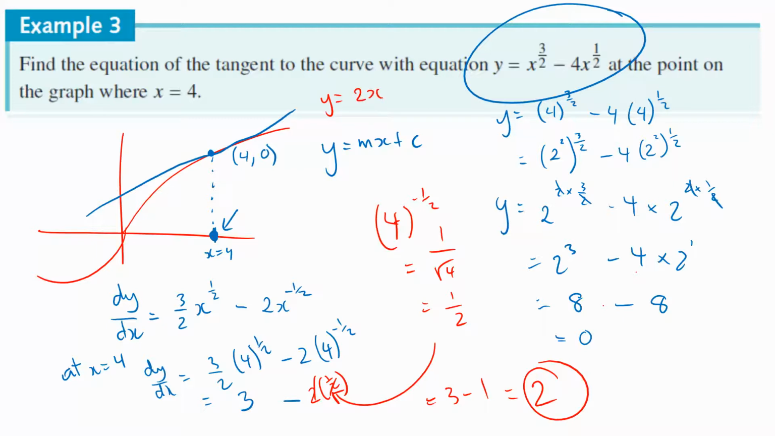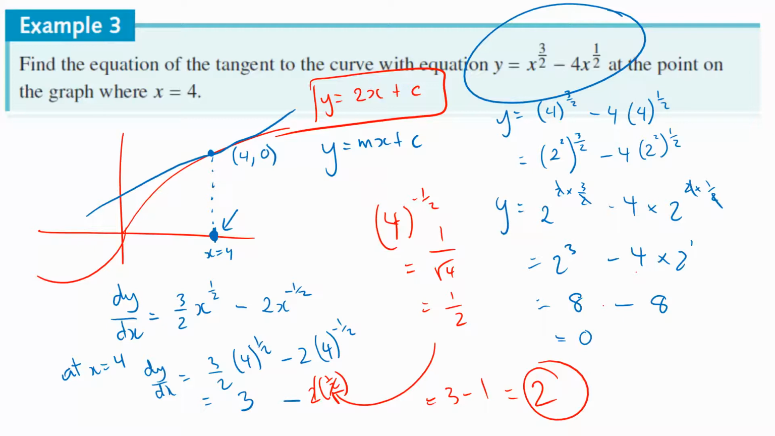Okay? And so my answer to this question would be y equals 2 times x, because that's my m, plus c, which I still don't know. So I did all this work. I did x, sub in to find y, I found a coordinate. I found the derivative, I sub 4 in to find the gradient. How do I find c now? I've got y equals 2x plus c, I've got a coordinate, I've got a gradient. Back to year 9 maths now. How do I find that?